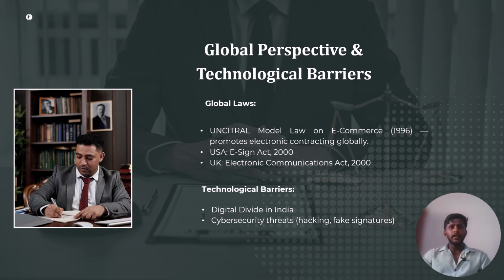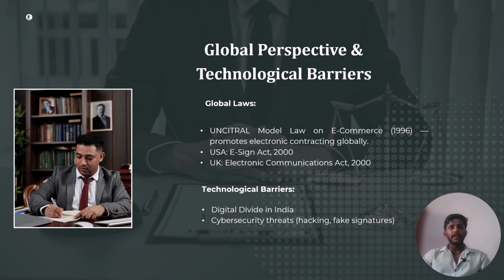Third one is the UK Electronic Communications Act 2000. The UK Electronic Communications Act also recognizes electronic signatures and digital contracts as legally valid. It encourages the use of encryption and secure digital communication. The law supports online business and e-governance by making it easier to sign documents and make agreements electronically.